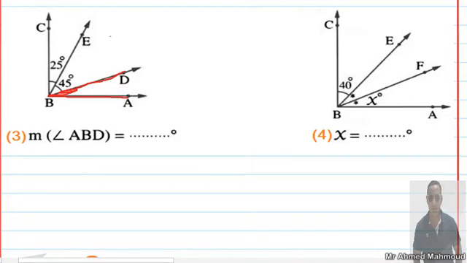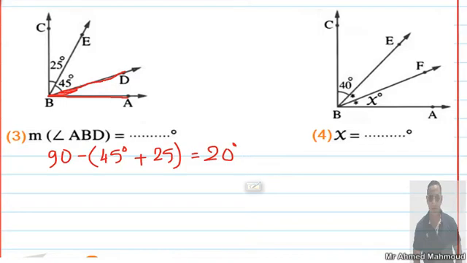The sum here equals 90. To find the measure of angle ABD, we are going to subtract from 90 the two other angles. Then it will be 90 minus, open brackets, 45 plus 25, equals 20 degrees. Then the required angle equals 20 degrees.